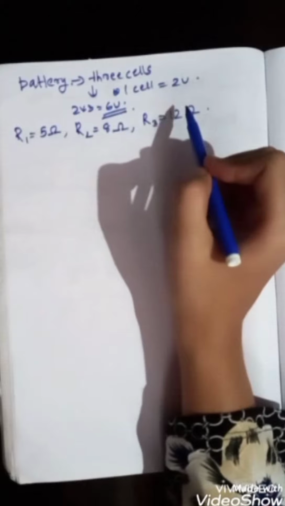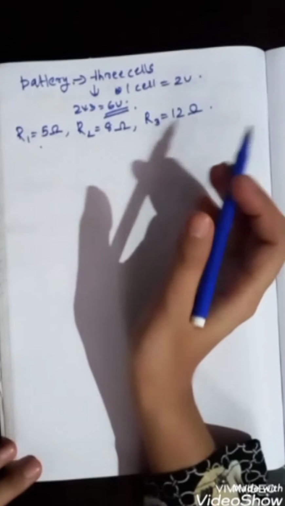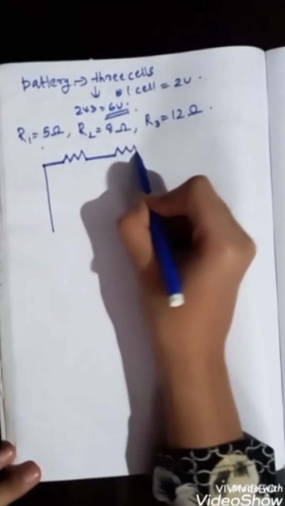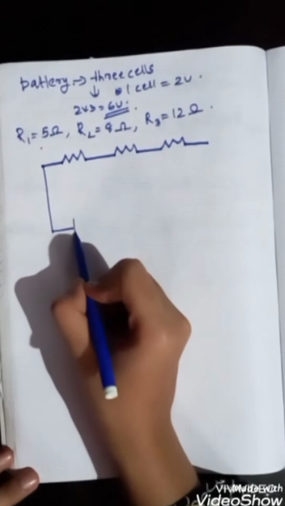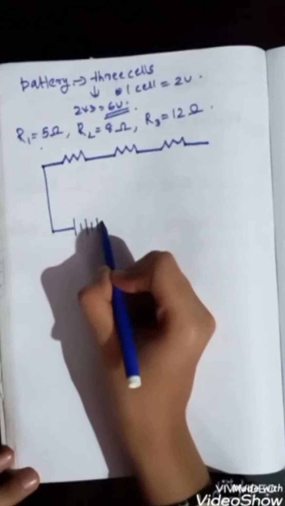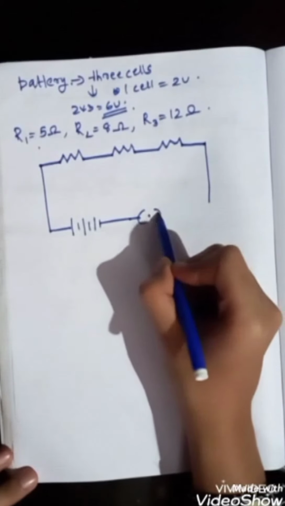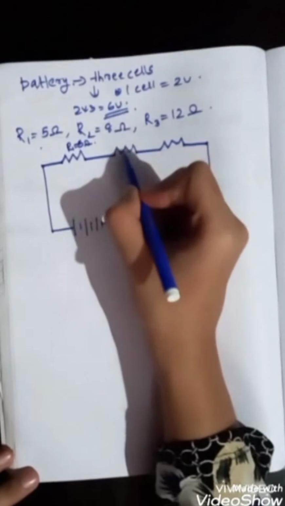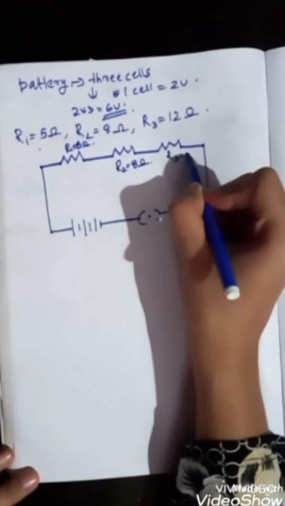These R1, R2, R3 are connected in series. How to draw the diagram of this circuit? There are 3 resistors here, R1, R2 and R3. Then a battery of 3 cells and a key. This is R1 of 5 ohm, this is R2 of 8 ohm, and this is R3 of 12 ohm.